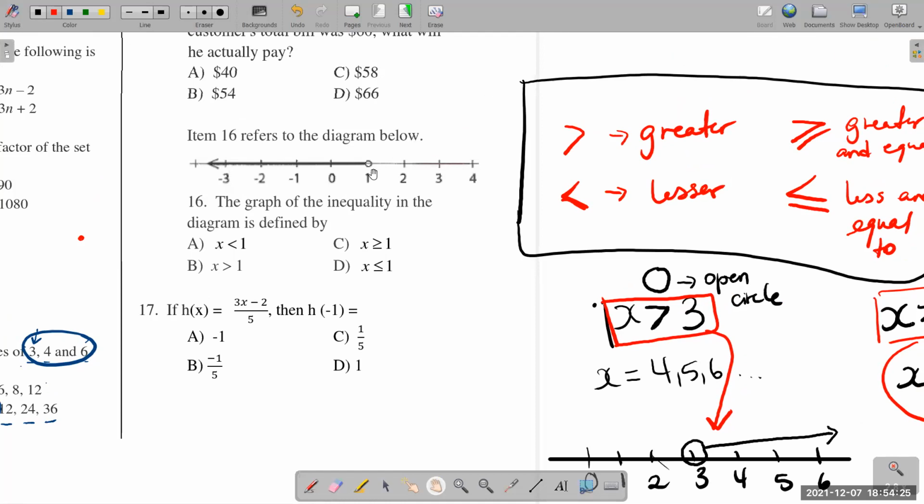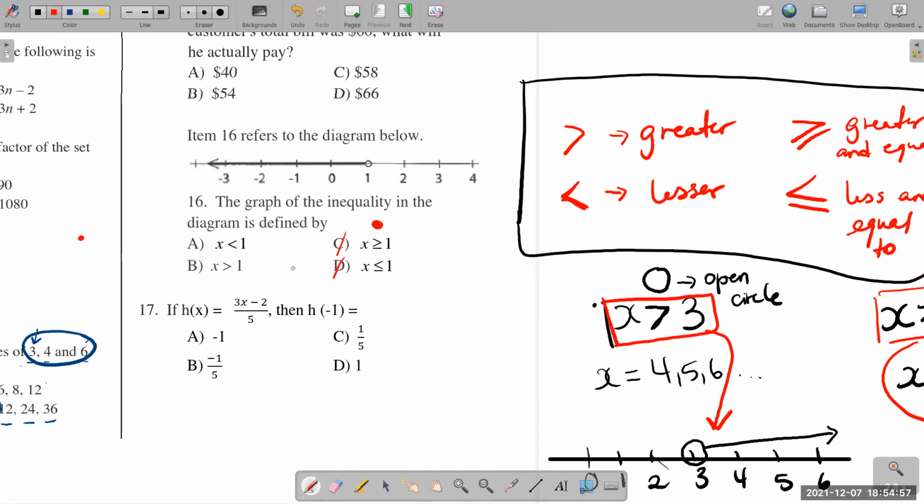Pay attention to which circle we got here. If you look here, you would see what? The circle is an open circle. So which two answers cannot be the answer? C and D cannot be the answer because C and D got what? Less than and equal to. And how do we represent less than and equal to? By a shaded circle. So we know them two gone. So the answer is between A and B. Which one will you pick? Is it the values X is greater than 1 or X is less than 1?